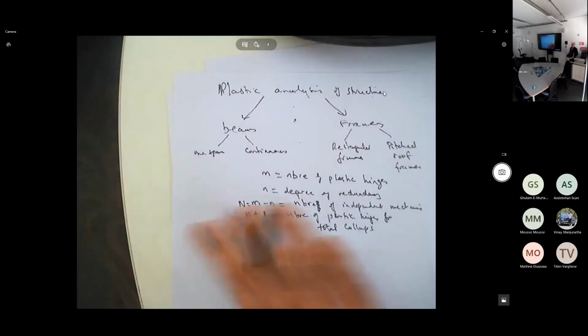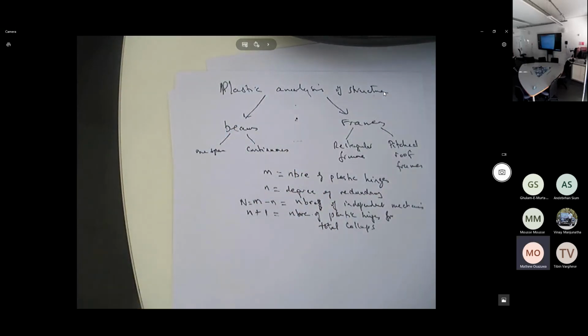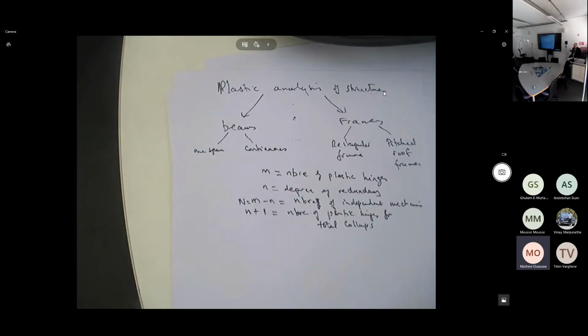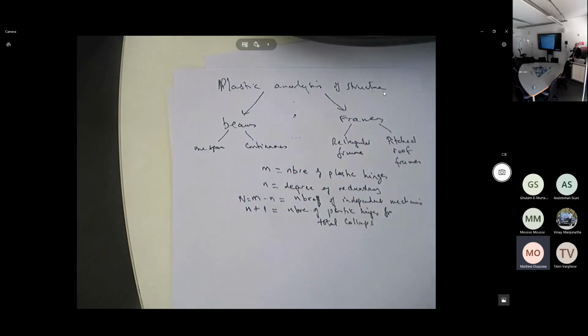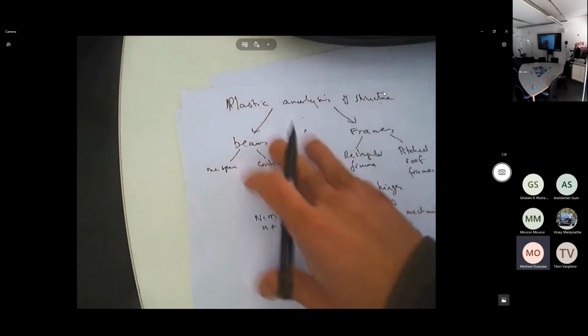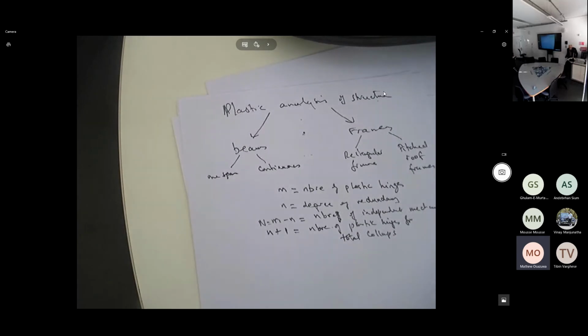Have you got any questions on this at all? Is that clear? Okay. Yes. So question 2 will be either on beam or frames. You get either a beam or a frame. I have an issue with the roof frame. I have an issue with it.